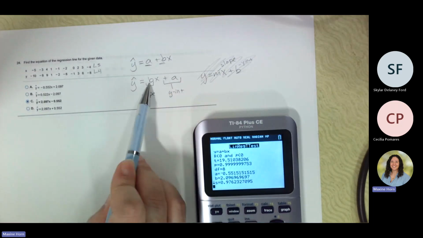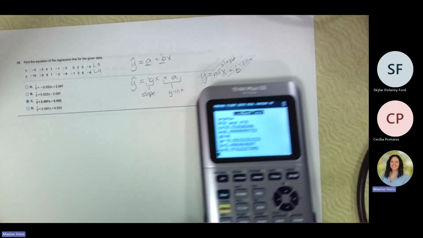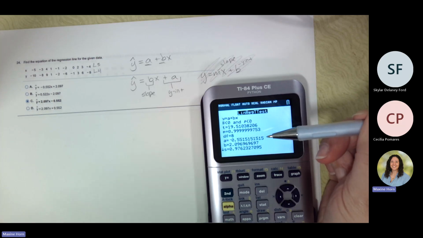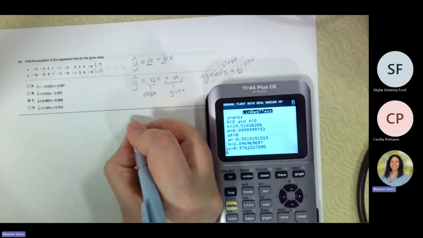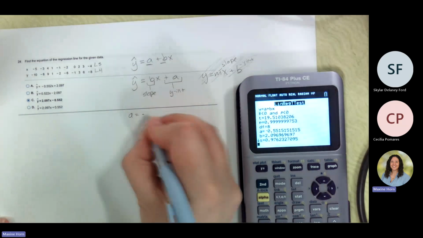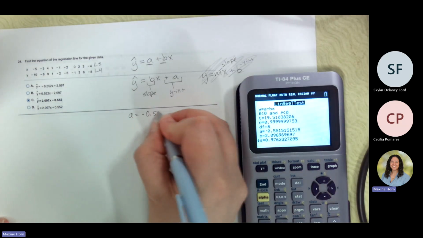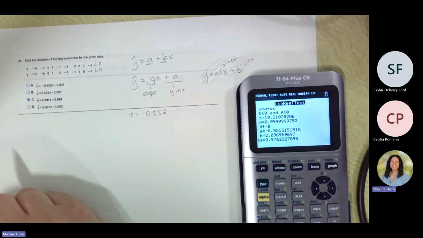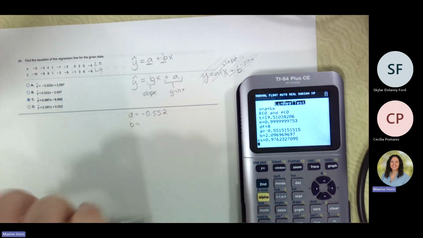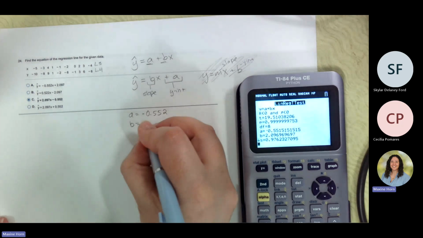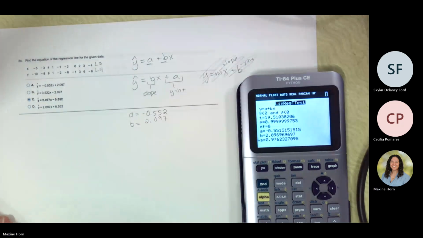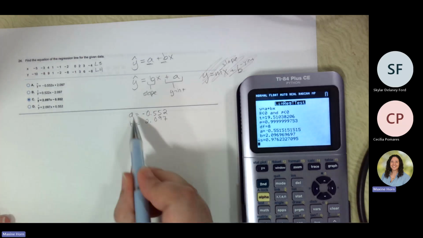Okay, so it's giving us a lot of numbers. We're looking for the b value and the a value. So right here is our a value. Our a value is negative 0.552 if I go to 3 decimal places. And then our b value is right below it. Our b value, if we go to 3 decimal places, is 2.097. All right, so we have our a and b.